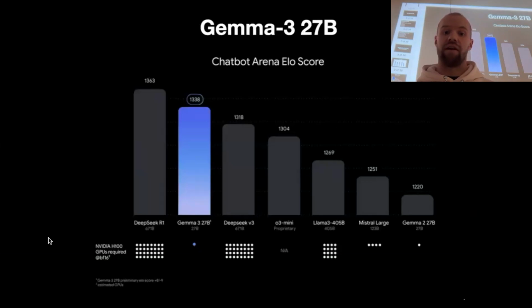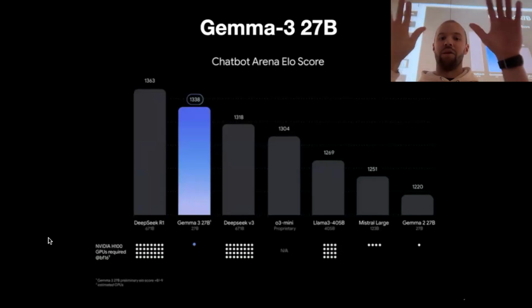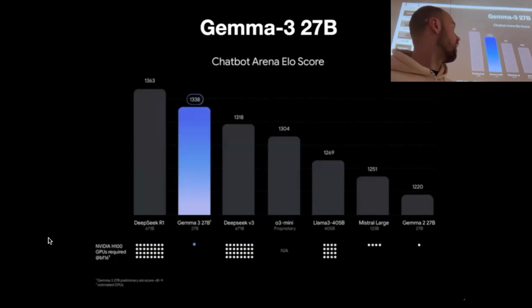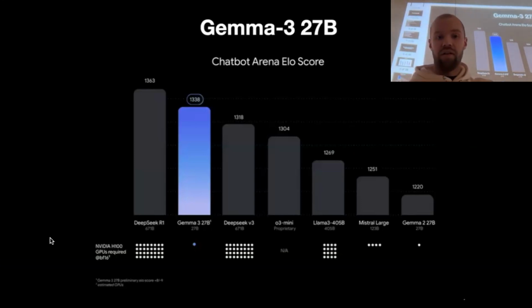So this is like you have one prompt and then have two models output an answer, and people are voting on which model has the better answer. And they're saying out of all of these models up here, DeepSeek R1 has one of the better Elo scores, but Gemma 3 27B is like right in second place there.